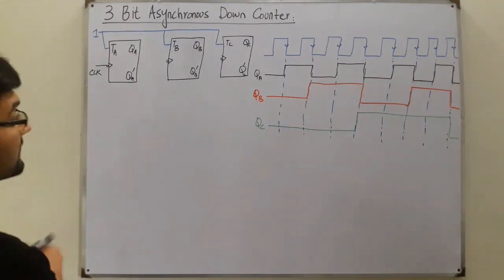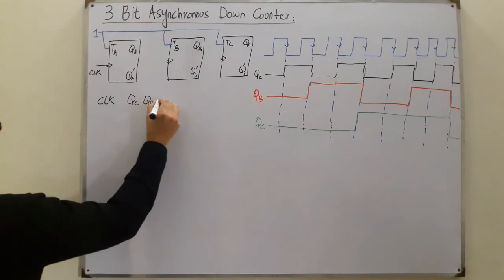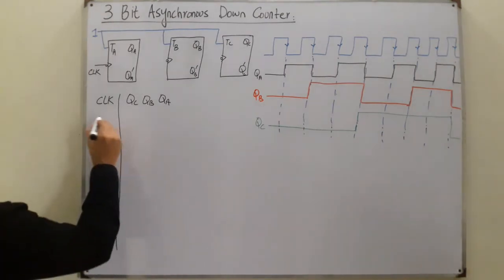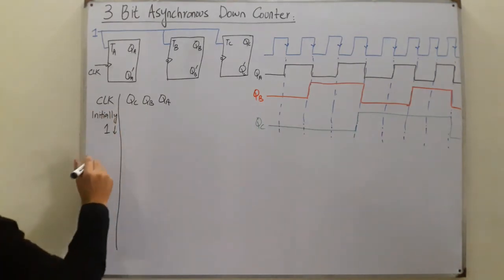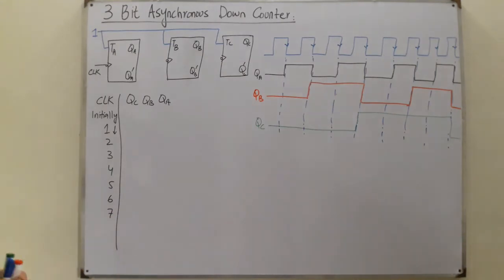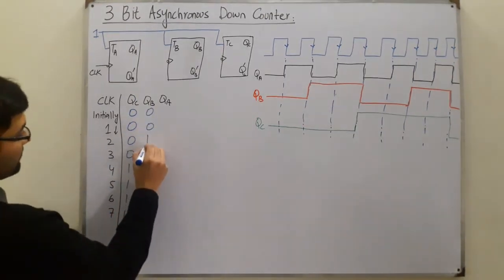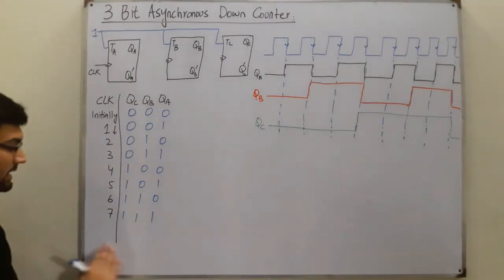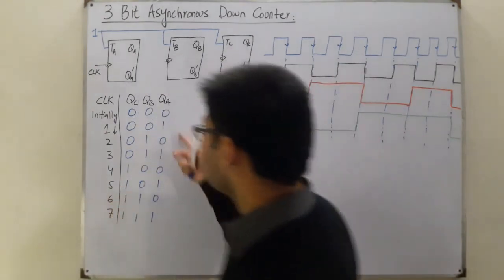So let's say we have the clock pulse, and the outputs QC, QB and QA. Initially all of them were 0, and then the first clock pulse arrives, the negative edge trigger. Second, third, fourth, fifth, sixth, and seventh. Their values changed, so we have it like this. Whatever I have done till now, you know this from before, about the up counter.